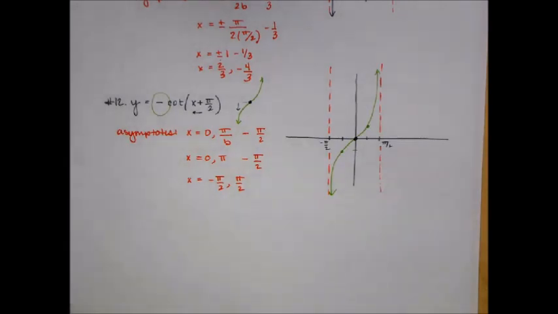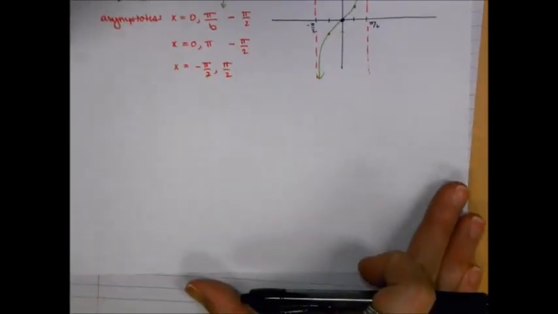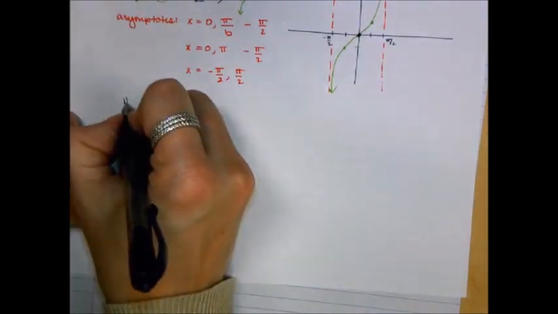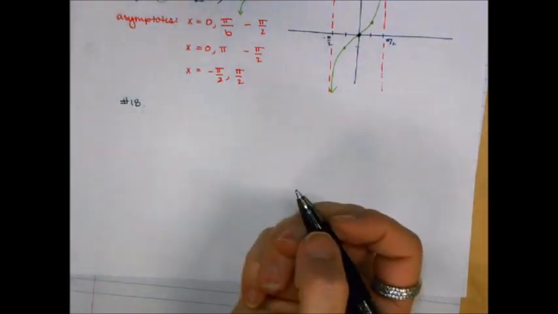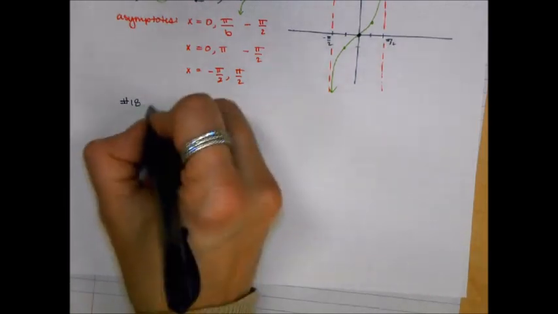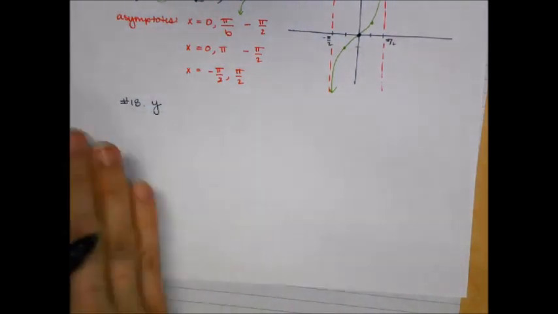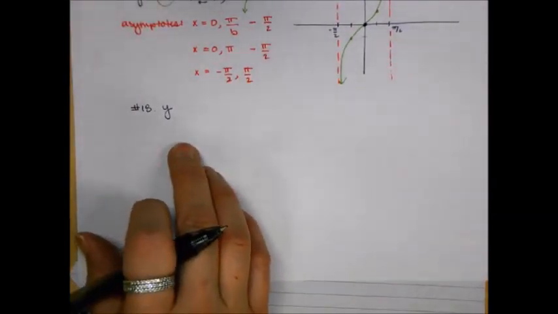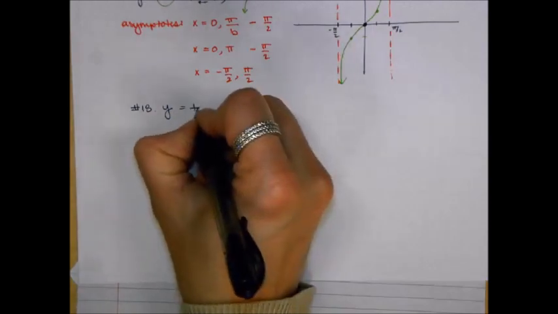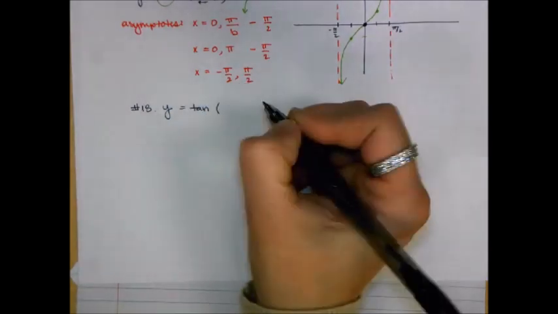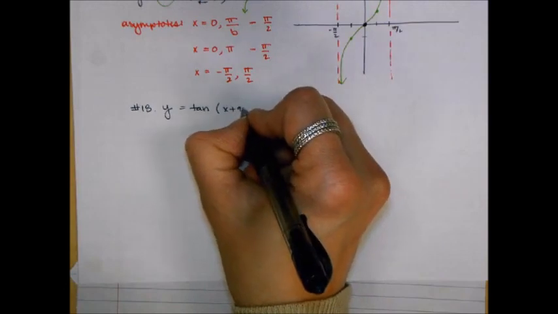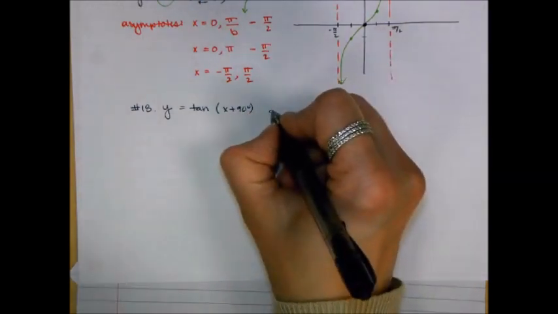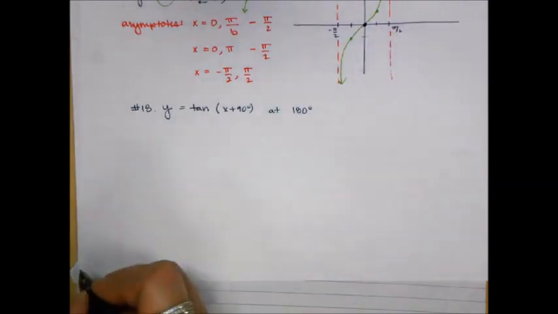We're going to start with number 18. It says, what is the value of the function y? Understand that when you're asked what is, we are solving for the y value here. The function given is tangent of x plus 90 degrees at 180 degrees. So this is my x value. What is the value of y? So plug in 180 for x.